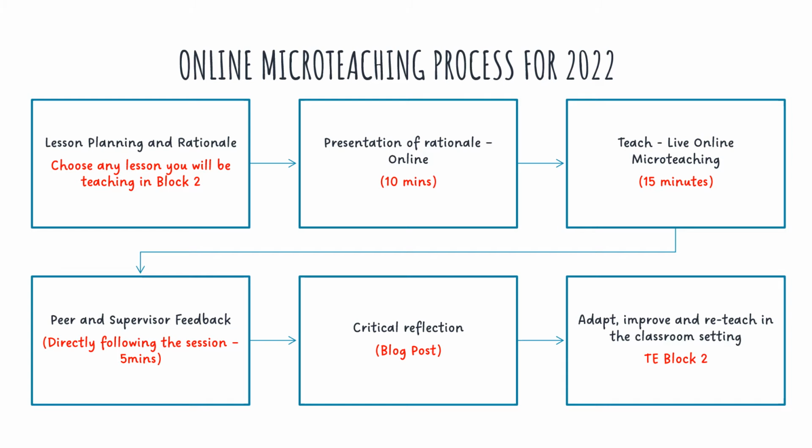Directly after each session, you can have 5 minutes for giving feedback to each of your students from the peers and from yourself as the supervisor. Student teachers are then expected to go after the lesson to critically reflect on the successes and challenges of this online micro-teaching experience and create a blog post, which forms part of their reflections for Teaching Experience 4. Finally, the expectation is that students, based on their feedback and their reflection, will adapt and improve and then reteach that lesson in the actual classroom setting during Teaching Experience Block 2.